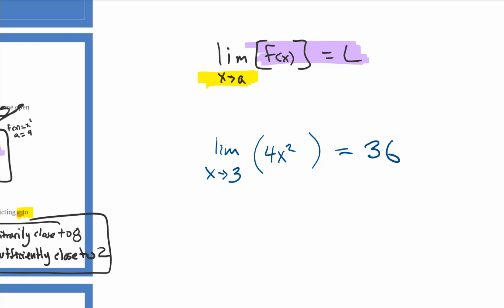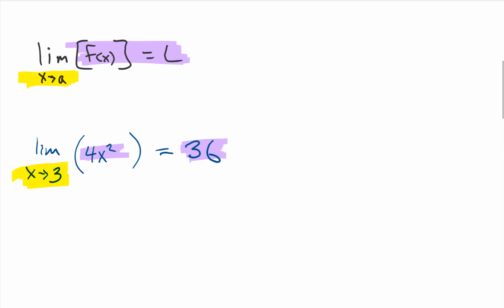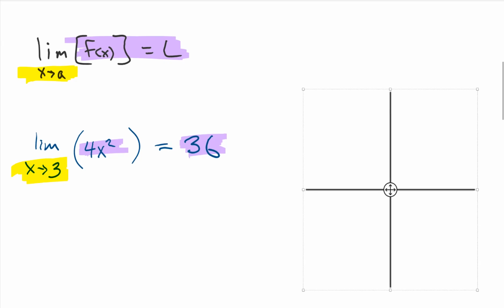So our y value is our f of x. It's our function. That's the height. The x value is the address. That's the horizontal. So 4x squared is equal to 36. Now the y value will be 36 when our x values are close to our 3. And let's show that. Just a quick graph. Let me just draw it.